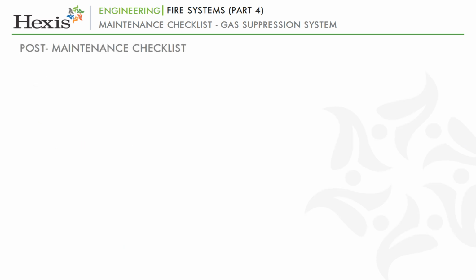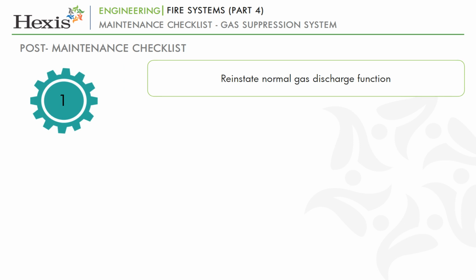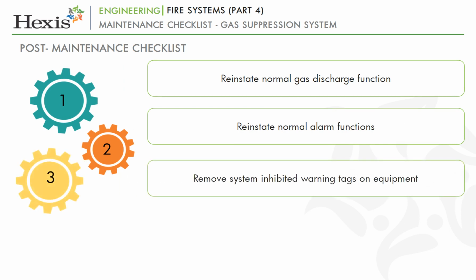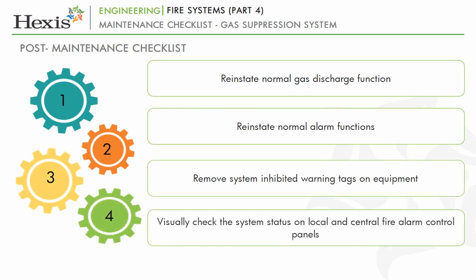The post-maintenance activity checklist shall be followed. Reinstate normal gas discharge function. Reinstate normal alarm functions. Remove system inhibited warning tags on equipment. Visually check the system status on local and central fire alarm control panels.